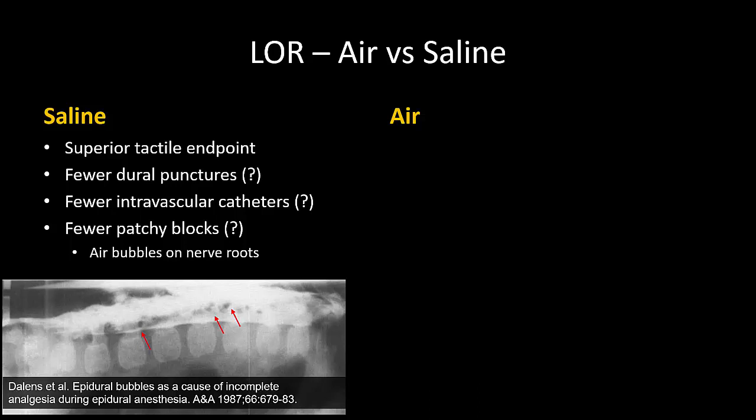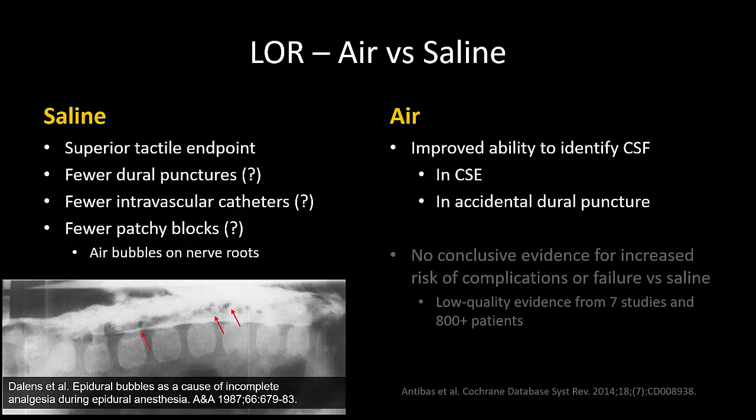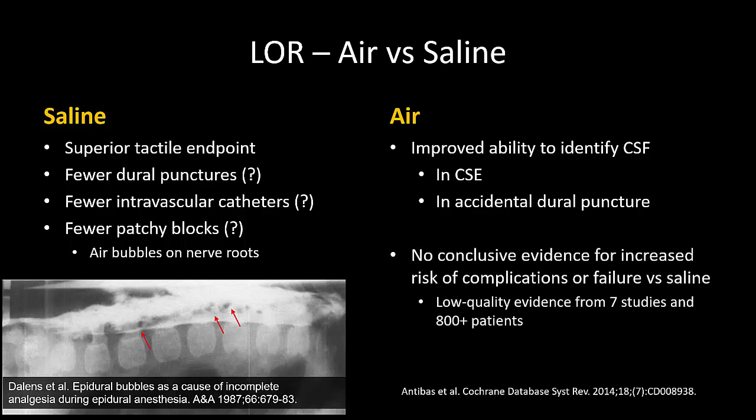avoid this. The main argument for using air appears to be avoidance of confusion of cerebrospinal fluid with saline, particularly in combined spinal epidural techniques. This is not relevant in the thoracic spine, clearly. Ultimately, there is no conclusive evidence to support one over the other, and the choice is going to be one of personal preference and experience.